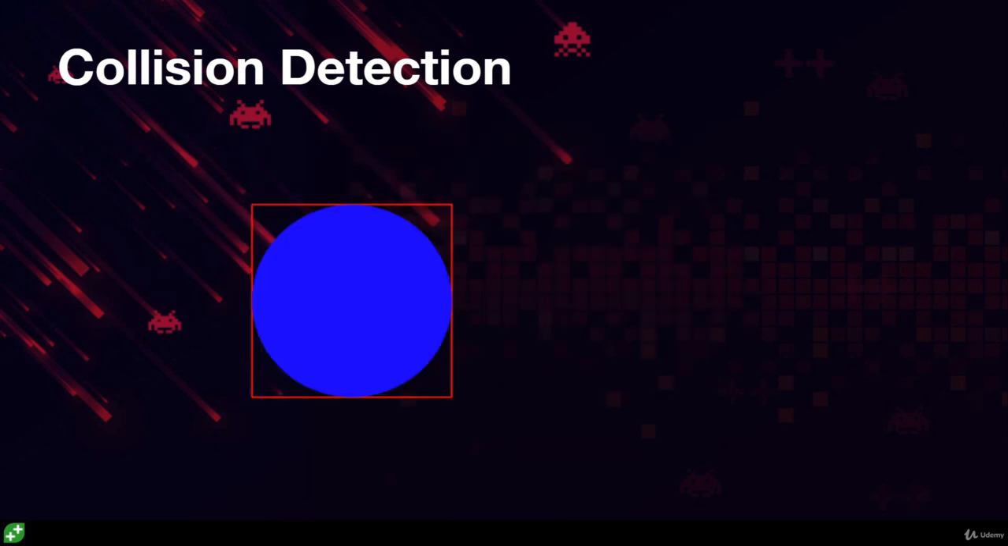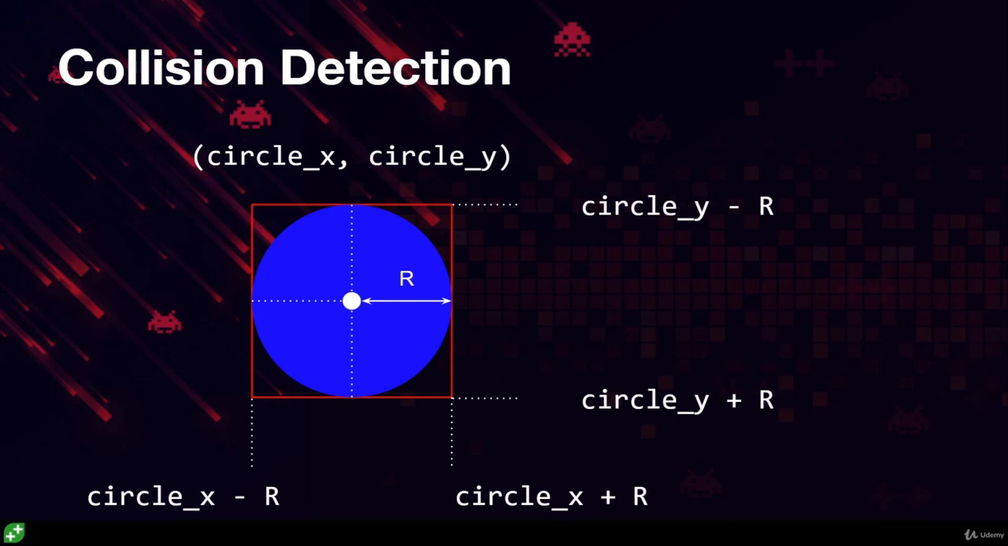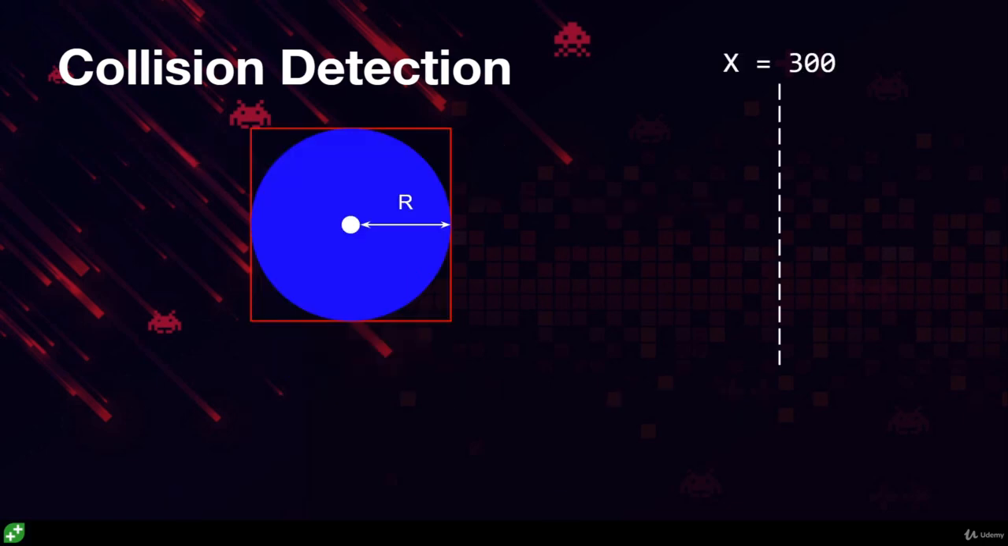Now imagine we have a square surrounding our circle. The circle's center has coordinates circle x and circle y. So we can think of the edges of the circle as being the center plus or minus the radius, which we can call r. Now let's say our circle's moving to the right, and we want to detect whether or not it overlaps with 300 in the x.